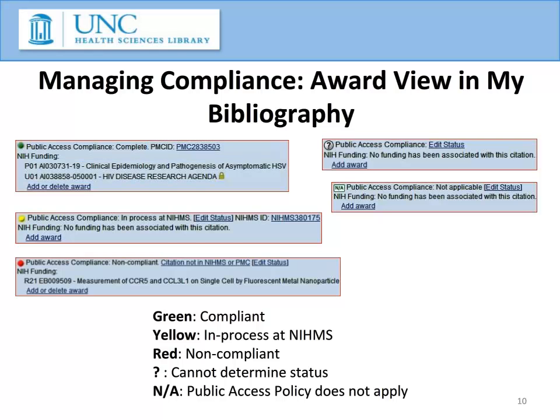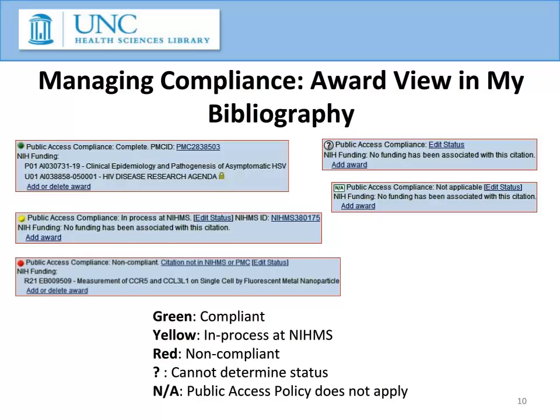Yellow means that the article is in process. We can see the NIMS ID, which indicates that this paper has been submitted to NIMS, but it is still in process. This citation should update automatically when the PMC ID is assigned. We also see that no grants are associated with this paper. Click on the Add Award link to associate a grant to this publication.